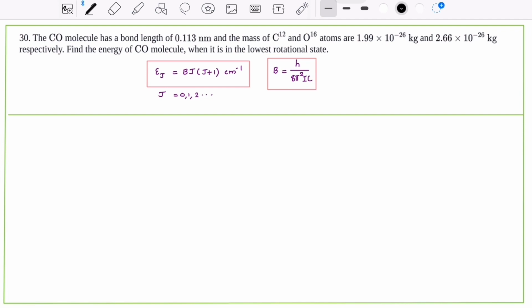The expression for rotational energy level E_J is equal to BJ(J + 1) centimeter inverse, where J is equal to 0, 1, 2, 3 are the rotational quantum numbers. For the lowest rotational state, we know that the value of the rotational quantum number J is equal to 0. Therefore, the energy of CO molecule in the lowest rotational state becomes B into 0 plus 1, that is E_J is equal to 0 centimeter inverse.